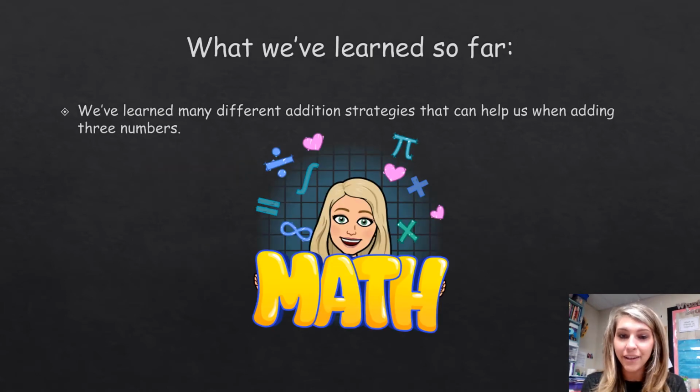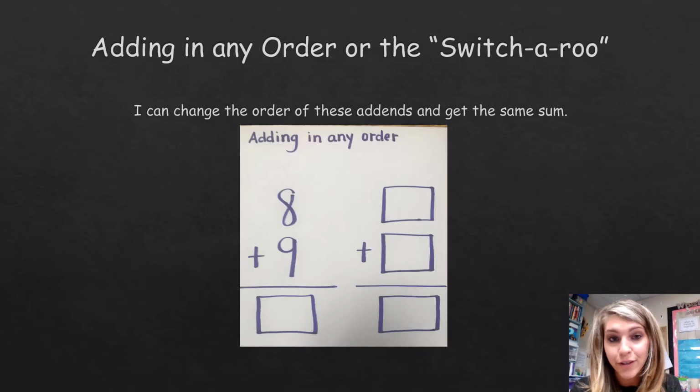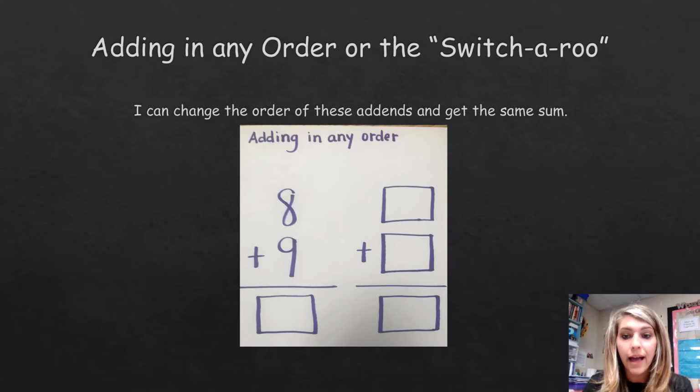So let's take a look at what we've learned so far. We've learned many different addition strategies that can help us when adding three numbers. One strategy that we've learned so far is adding in any order, or the switcheroo. I know that no matter what order I put two addends in, I'm still going to get the same sum.